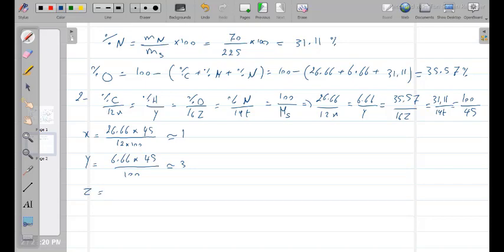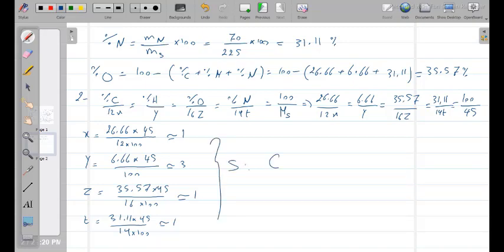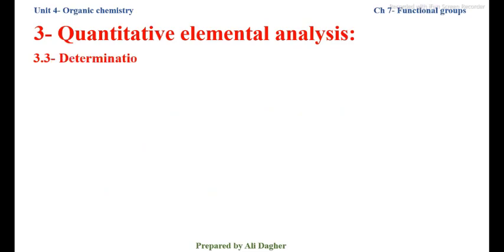Z equal 35.57 times 45 over 16 times 100, almost 1. T equal 31.11 times 45 over 14 times 100, approximately 1. Then the molecular formula of S is CH3ON.